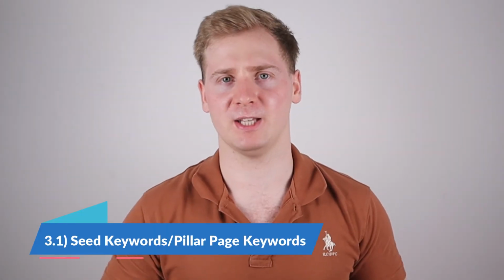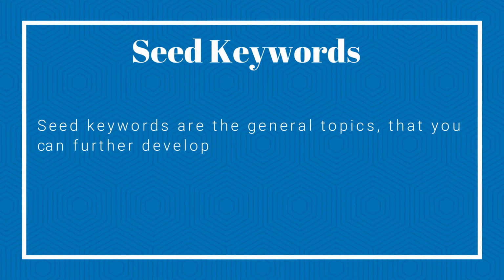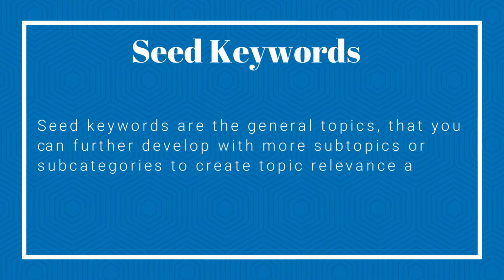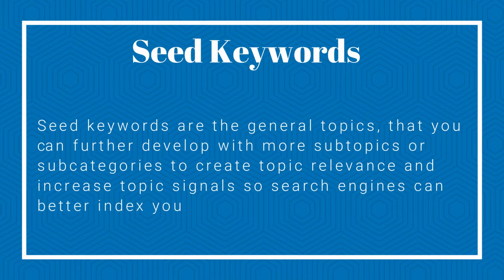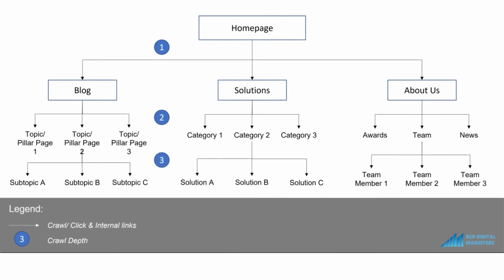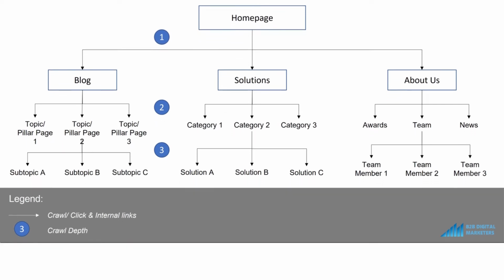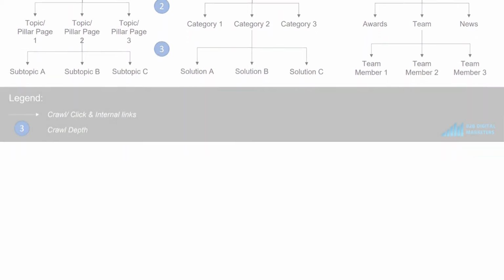The first important aspect of the SEO checklist for keyword research is to find seed keywords. Seed keywords are the general topics that you can further develop with more subtopics or subcategories to create topic relevance and increase topic signals so search engines can better index your website content. As you could already see in the website architecture, to have a properly optimized website architecture, you must start from the top, which means finding seed keywords and then keyword ideas for subtopics and subcategories.